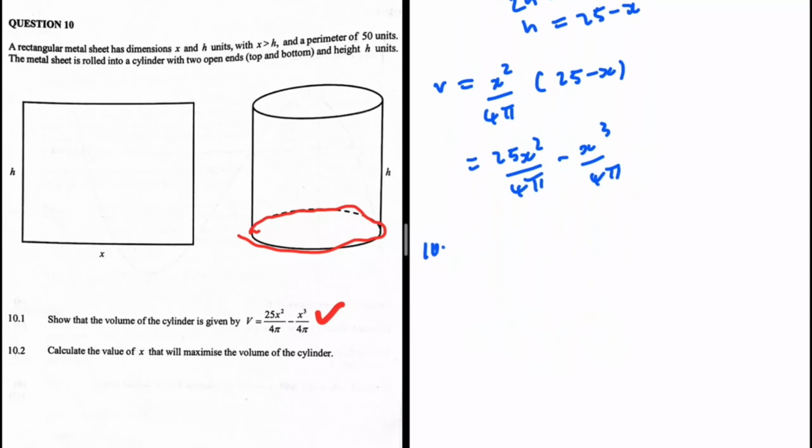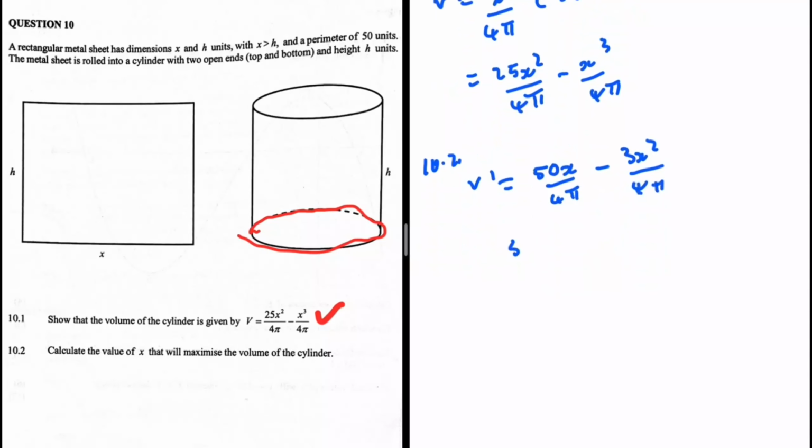10.2, calculate the value of x that will maximize the volume of the cylinder. So obviously we are going to find the derivative, which was 50x divided by 4 pi minus 3x squared divided by 4 pi. Right, so we need to let the derivative be equal to 0, because we want to find those critical points. This is equal to 0.